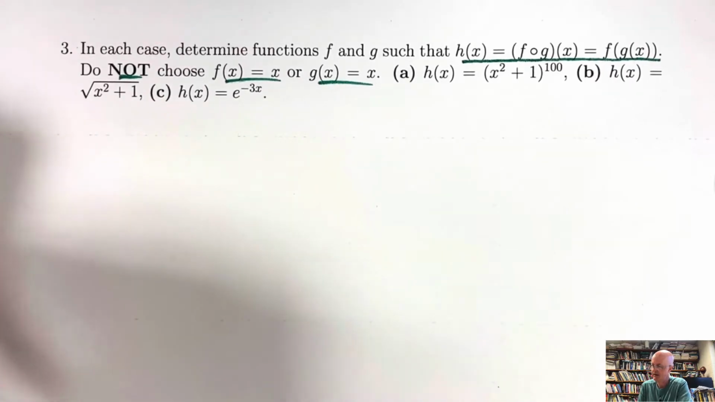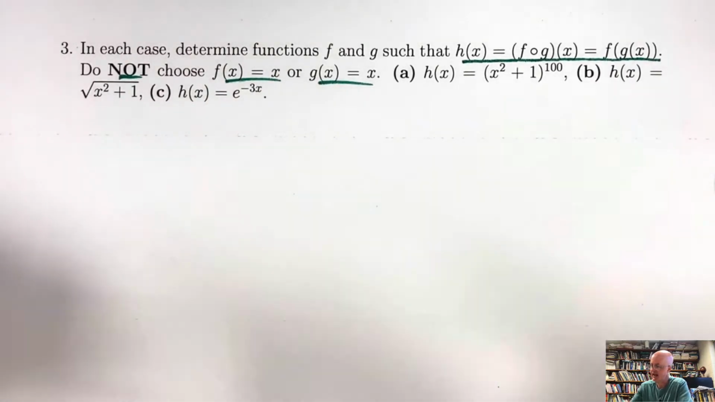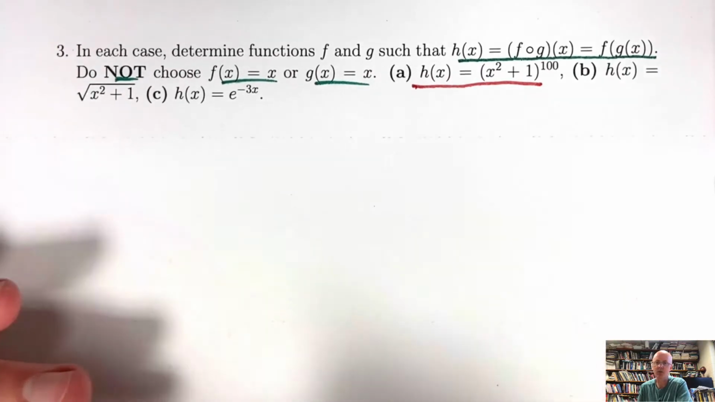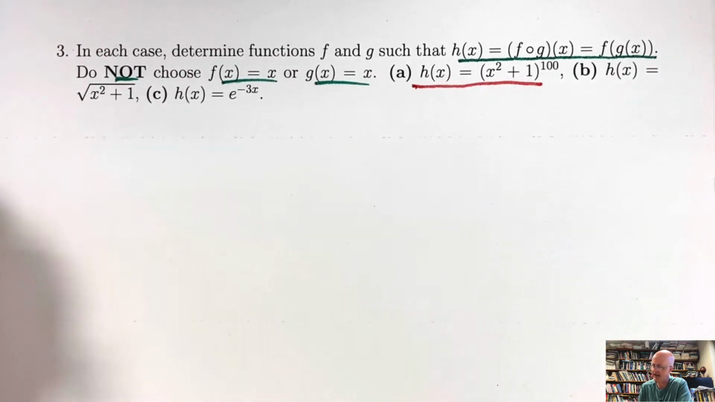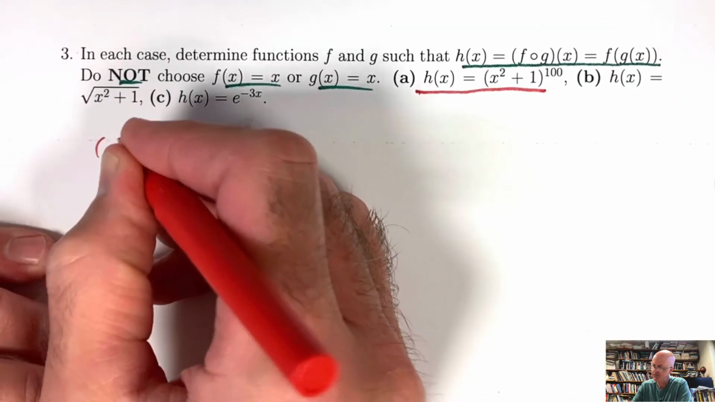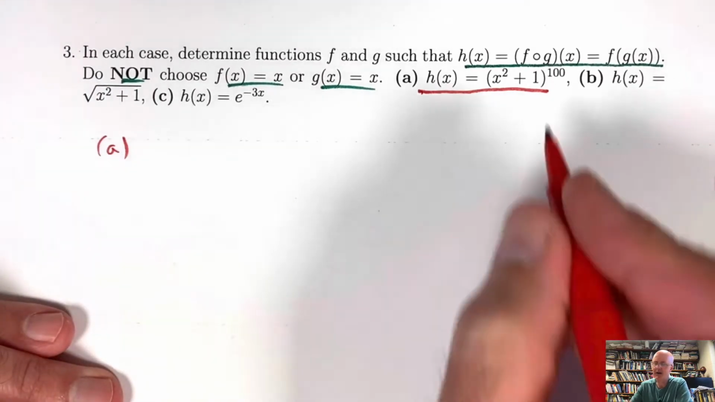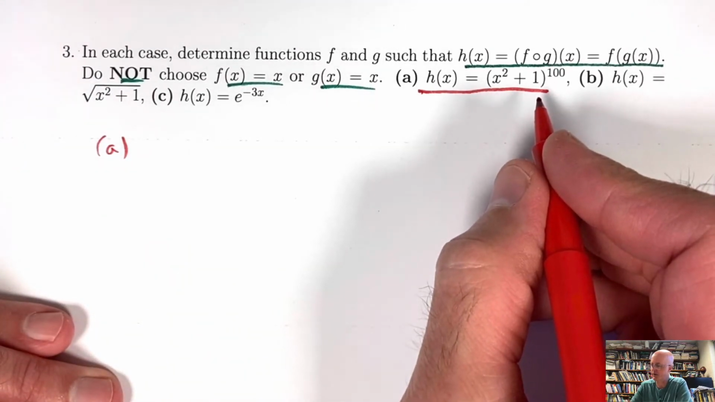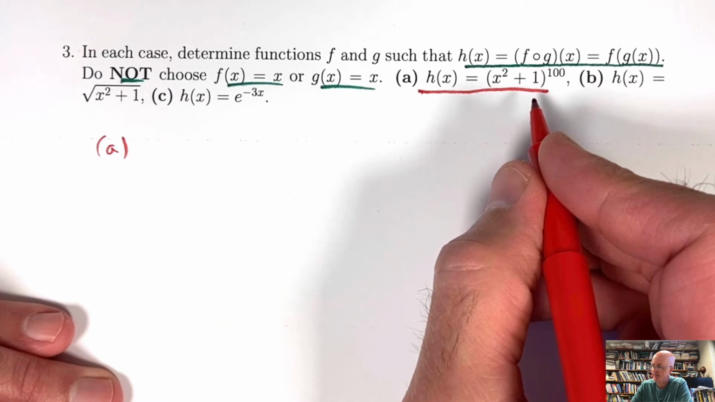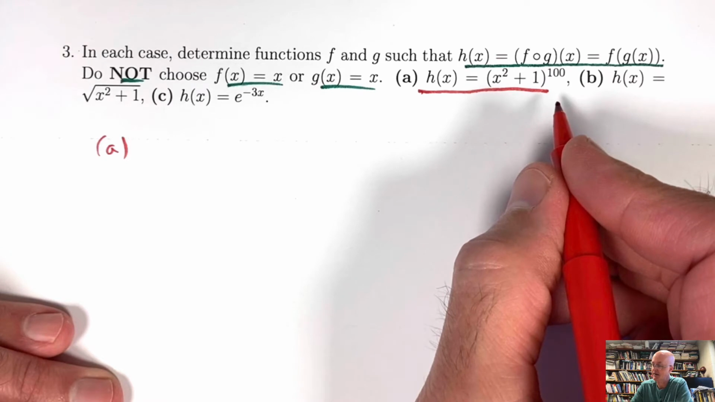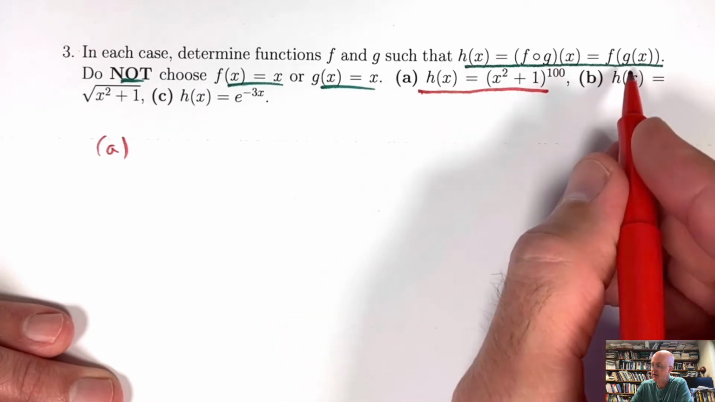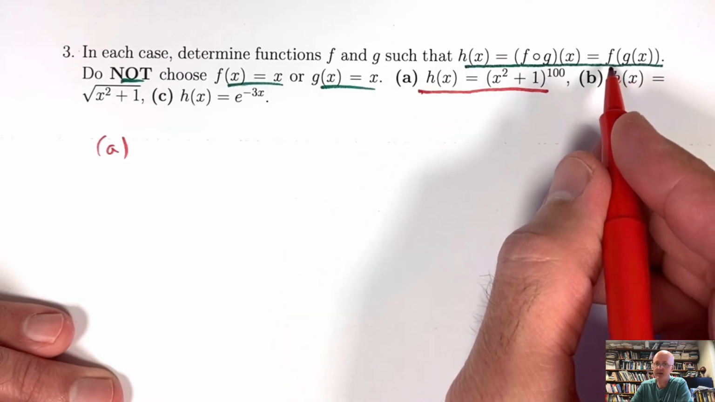Part A, the function is h of x equals x squared plus 1 to the 100 power. Are you kidding? 100 power. Well, I'm not going to expand this, not even with the binomial theorem. But it is important to realize this can be thought of as a composition. And in calculus, you could differentiate it, find its derivative using the chain rule, and you don't have to expand it. G is playing the role of the inside function here, and f is playing the role of the outside.